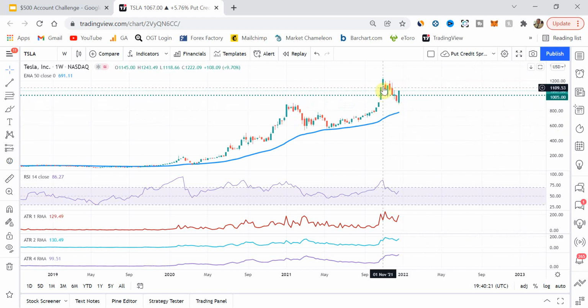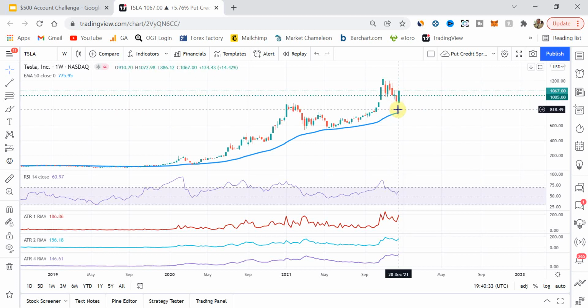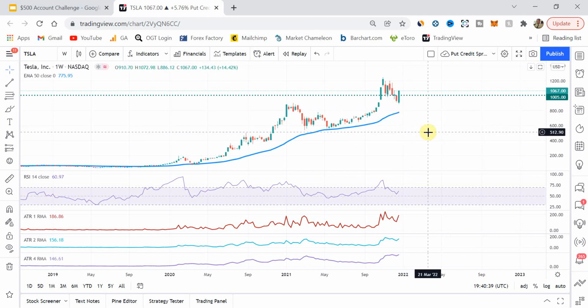But you can see what has happened since the beginning of December: Tesla has had two out of three losing weeks and went to a low of $886. So I was in the money here at this low of like 886 at its lowest point.